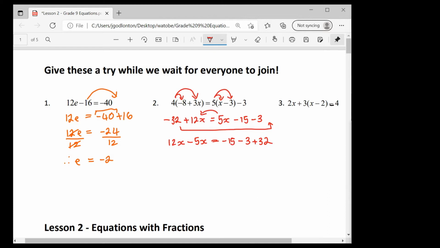So 12x minus 5x is going to give me 7x. And then on the right-hand side, I'm going to land up with -18 plus 32, which gives me 14. I'm going to divide both sides by 7. So I get x is equal to 2. Does anyone have any questions about question 2 that they were unhappy with?